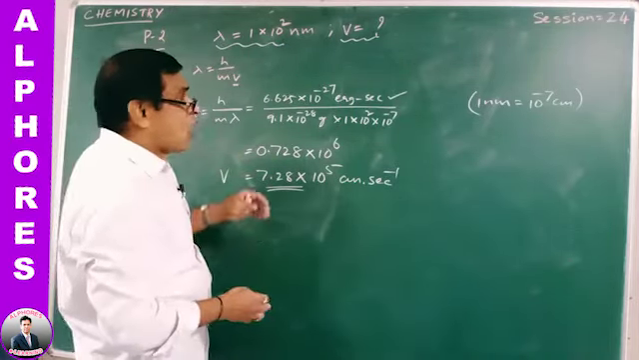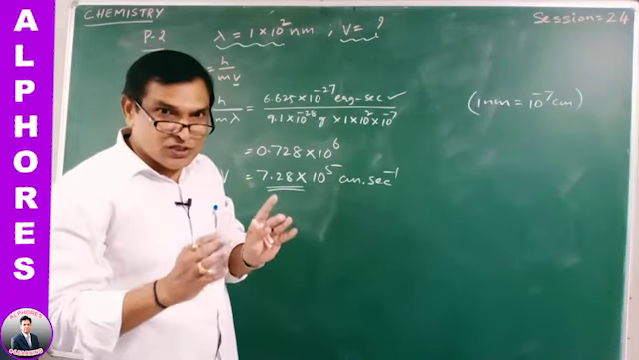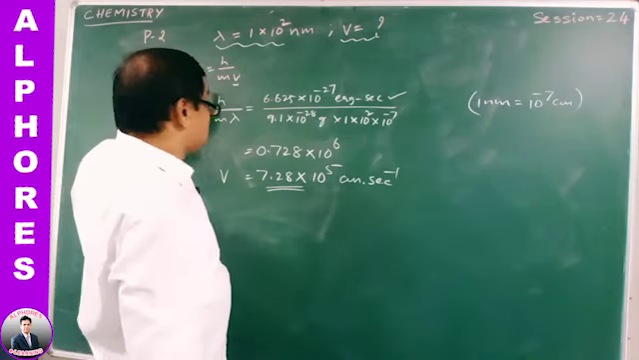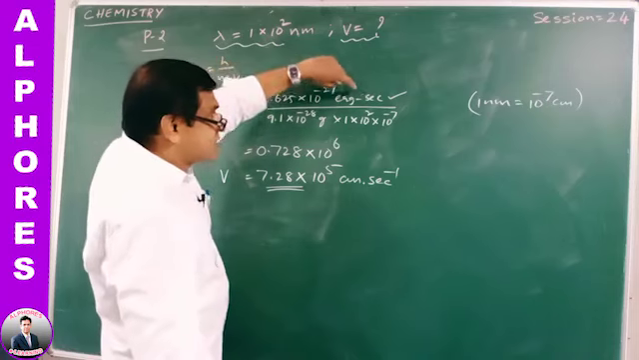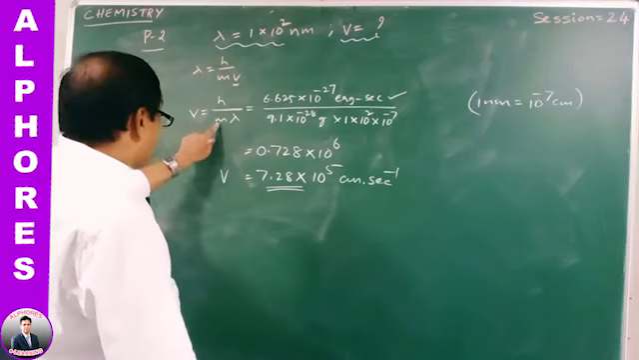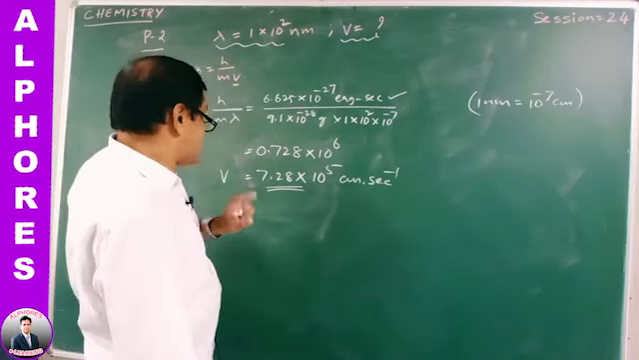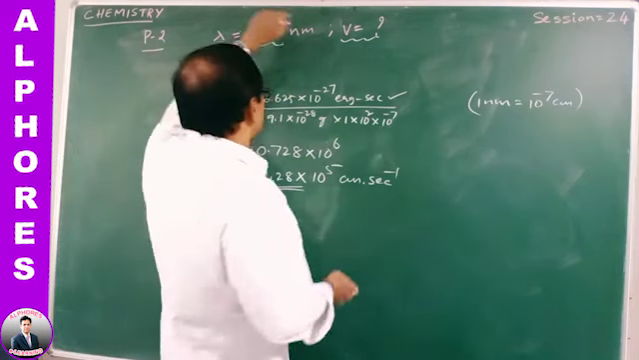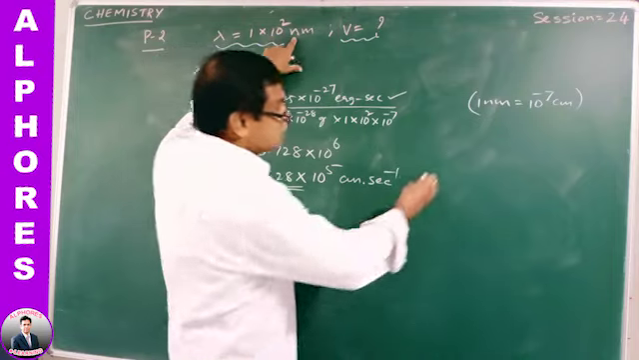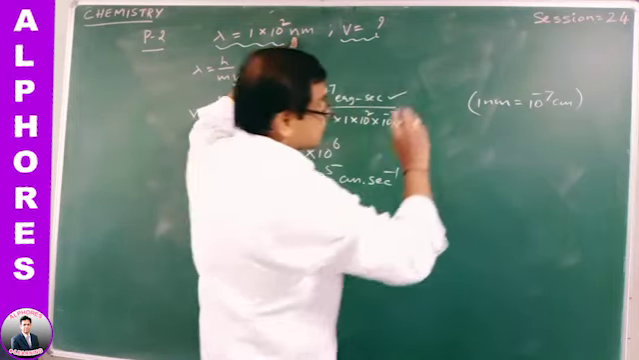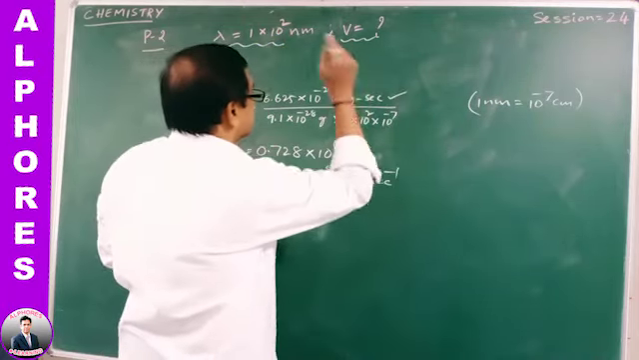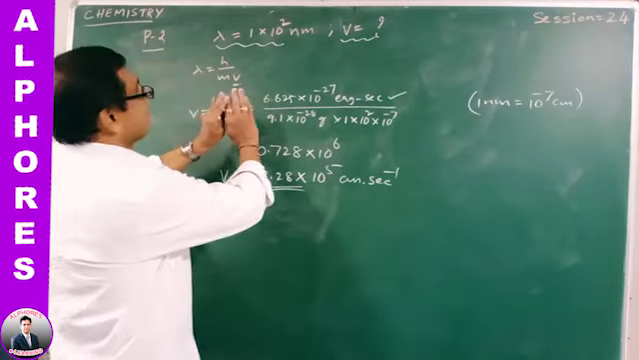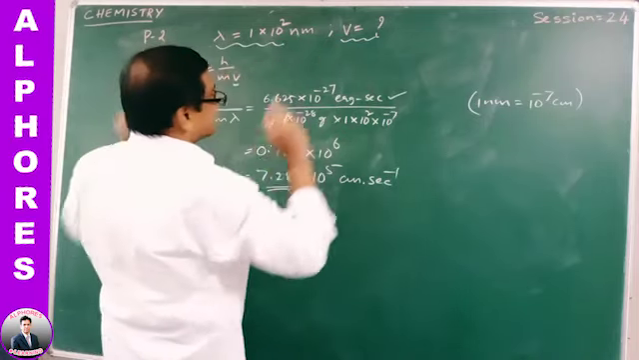So therefore all the data must be considered in CGS units only. That is Planck's constant value in erg seconds, and mass of the electron is in grams, and lambda must be in CGS, that is centimeters, because it is given in nanometers. As we know, 1 nanometer is equal to 10 to the power minus 7 centimeters. Data collection and substitution is done.